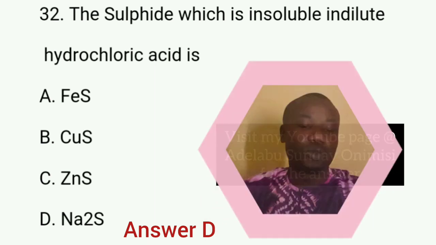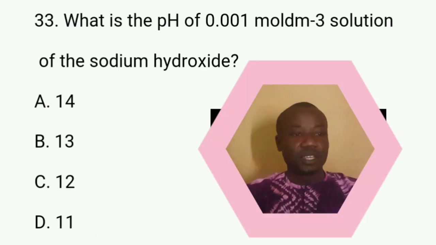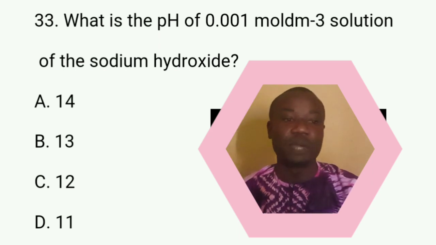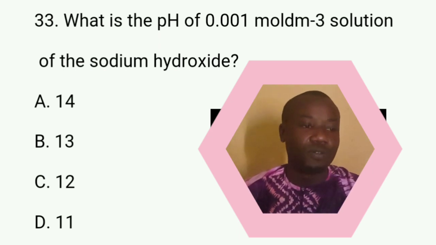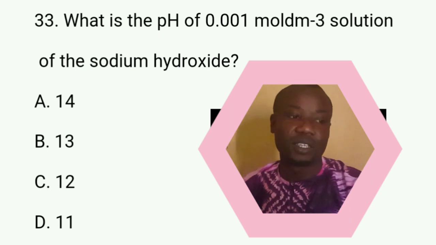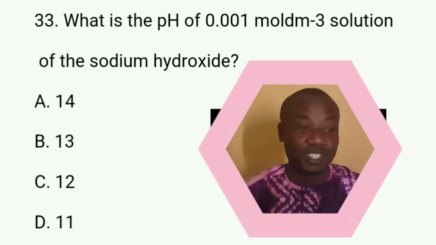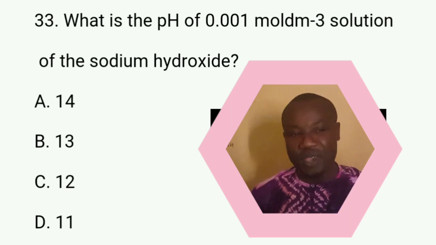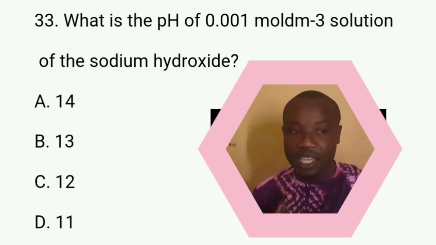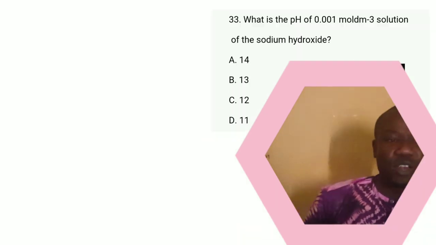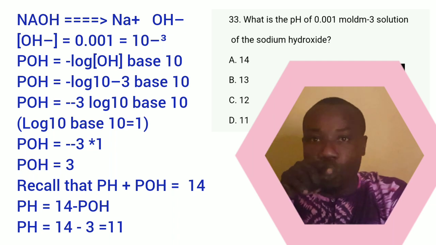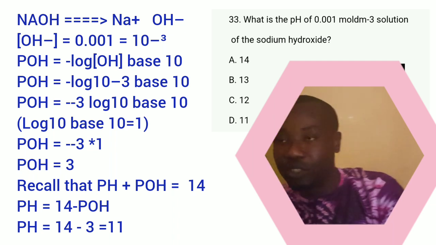That will now take us to question 33. What is the pH of 0.001 mole dm cube solution of sodium hydroxide? A. 14, B. 13, C. 12, and D. 11. Look at the question very well. They're asking you the pH of the solution of sodium hydroxide. What you can get from sodium hydroxide is OH. That is pOH, not pH.